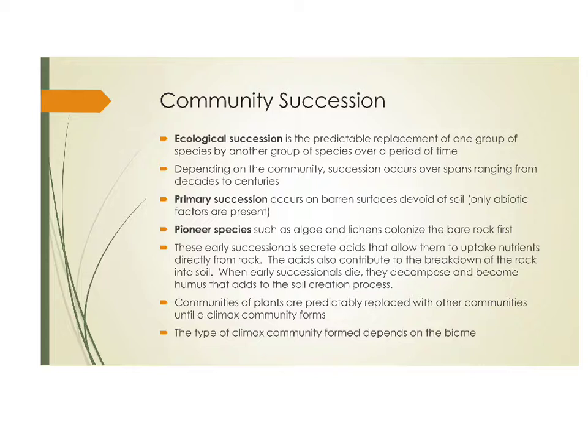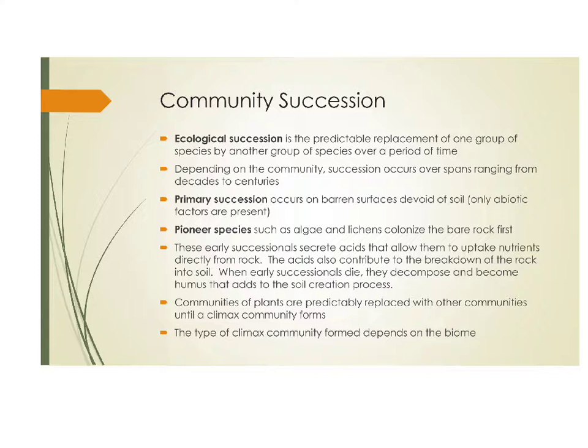Primary succession occurs on barren surfaces that are devoid of soil, so only abiotic factors are present. Primary succession occurs after volcanic eruptions on the newly formed land. It can also occur when glaciers recede or when a volcanic island is thrust up out of the sea. So any place that has not had soil built up previously and has been devoid of life.